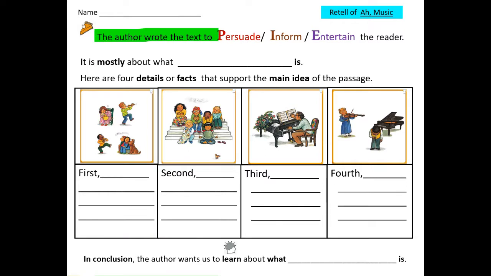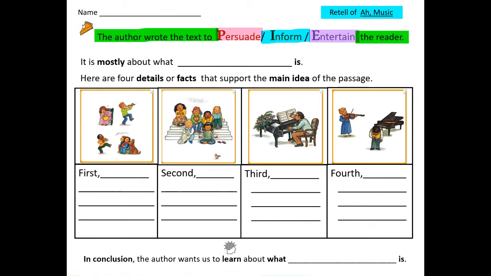So the author wrote the text to either P, persuade, to convince the reader that music is the only way to be creative, for example, or did the author write the text to inform, give information about music, to teach us about music? Or did the author write the text to entertain the reader and tell a funny story about music? So, why did the author write the text? To either persuade, inform, or entertain the reader. What do you think?